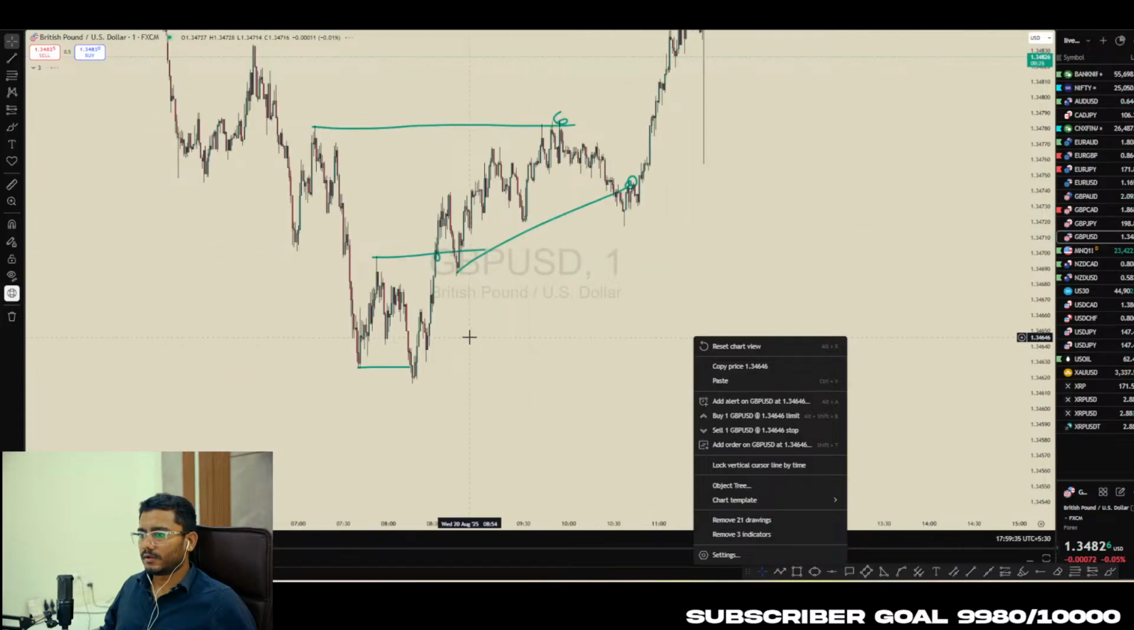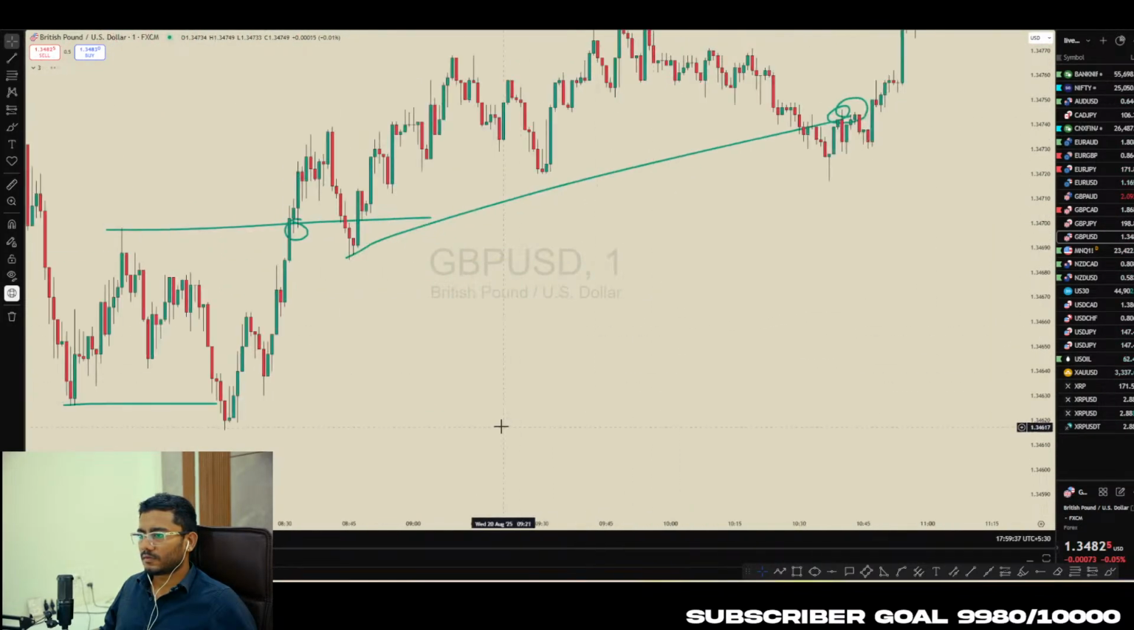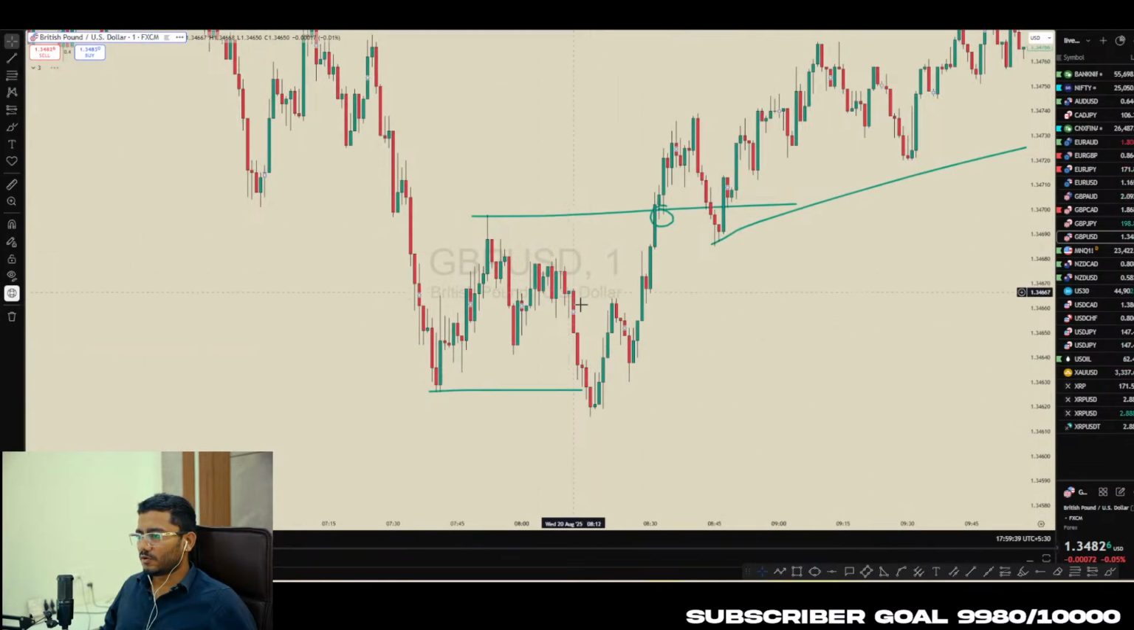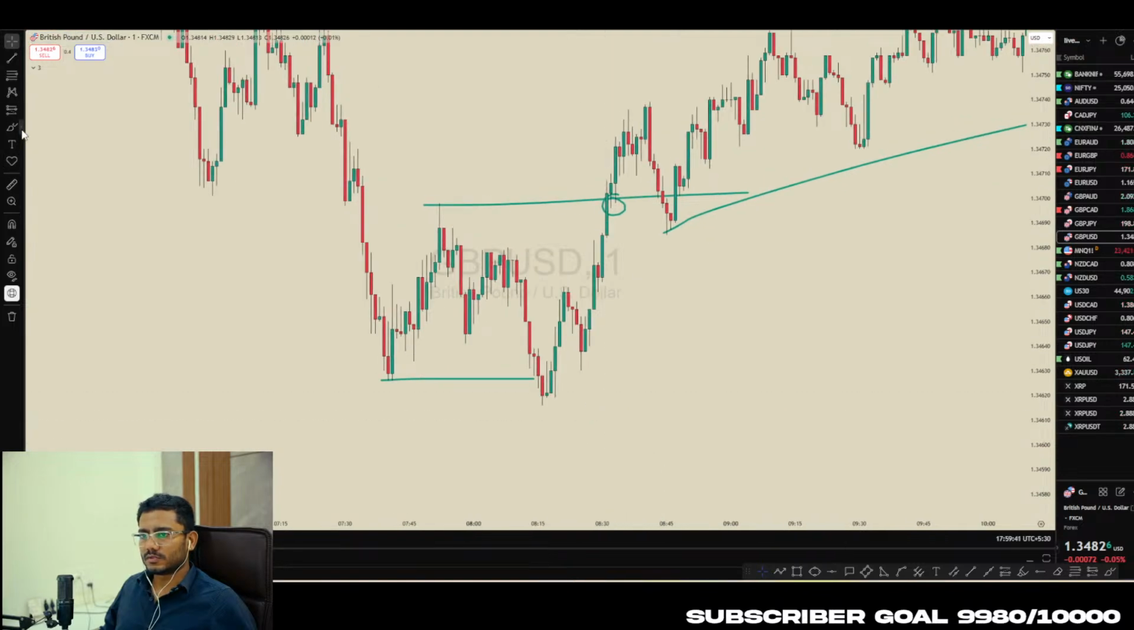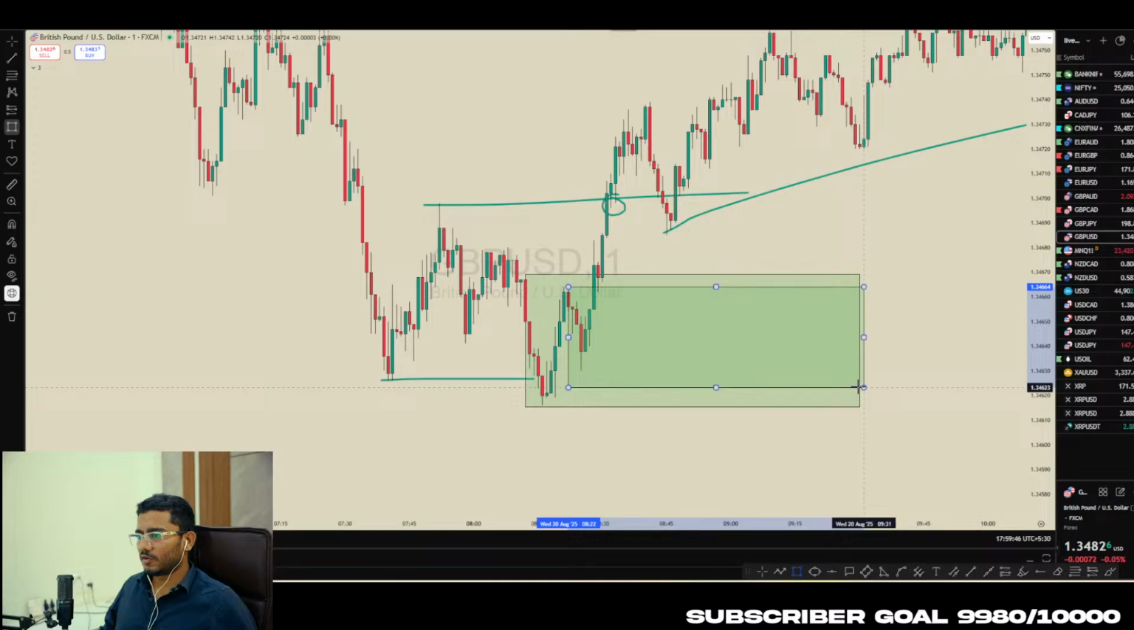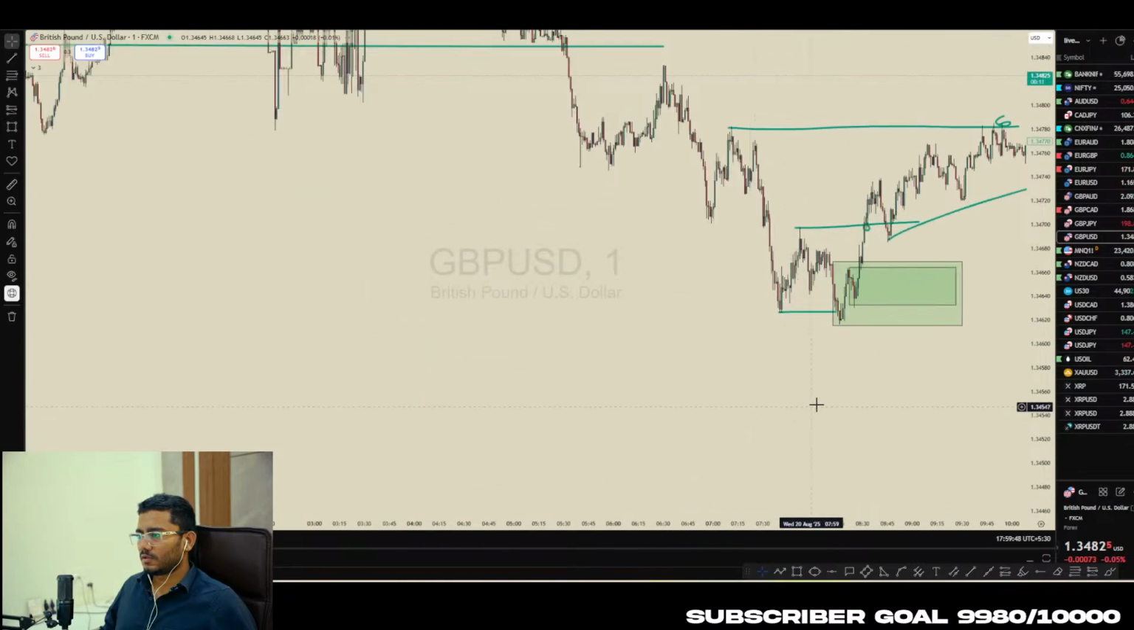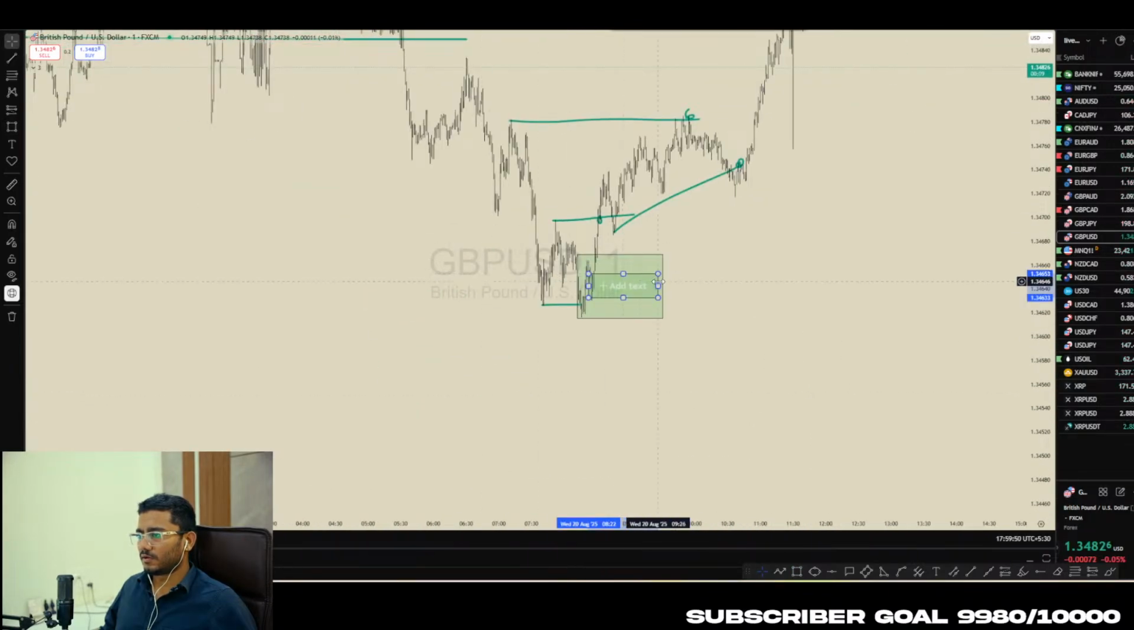So if we go to 1 minute, we have this breaker block which took out the liquidity. So we can use this whole as an entry. This is our refined order block. We can refine this tool here.